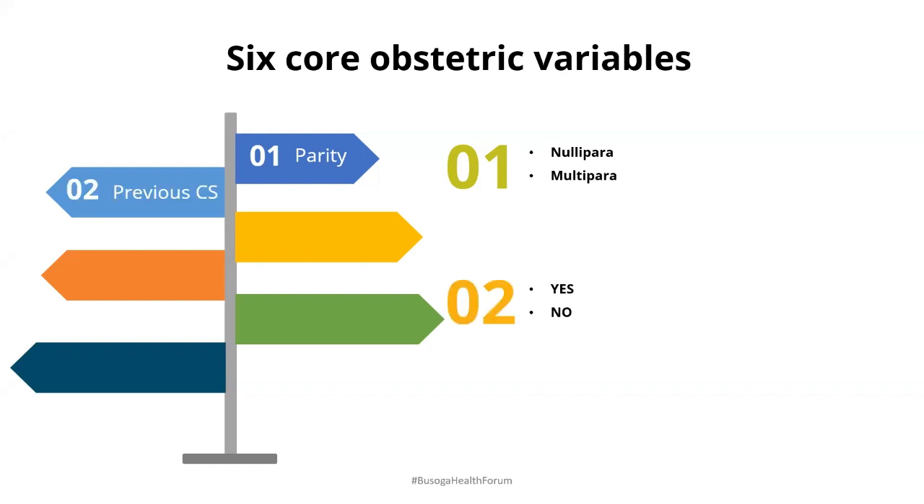The other is previous scar. Does the mother have any previous cesarean section or not? That's self-explanatory. Looking at the onset of labor, when this mother came in to deliver, was she in labor? And how do we define labor? Different definitions will be adopted by different facilities, but still the standard recommended by WHO can be taken from the Robson classification manual.